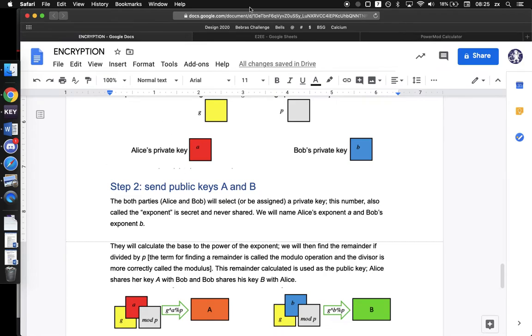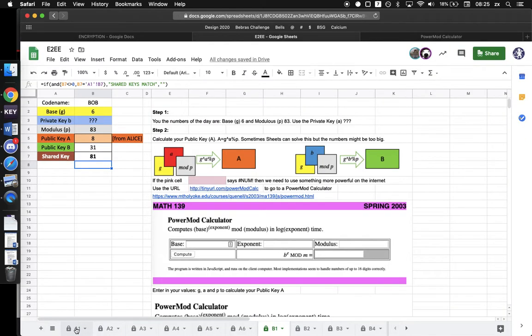No, wait, let me show you that reveal. It's more exciting than that. So when Alice says, okay, I have a shared key of 81, but she's not saying that because she's keeping that secret. I have a shared key of 81. And when she hits enter, shared keys match. Pretty exciting, right? So if you and your partner both have the same shared key, then you will get a match in the shared key.